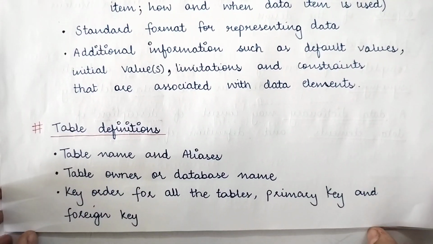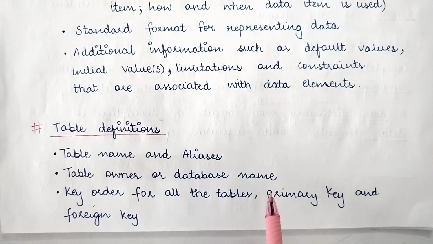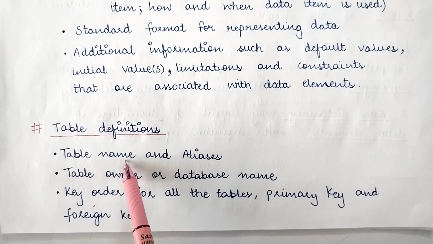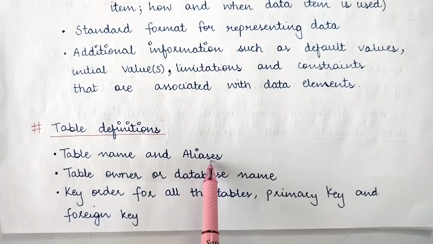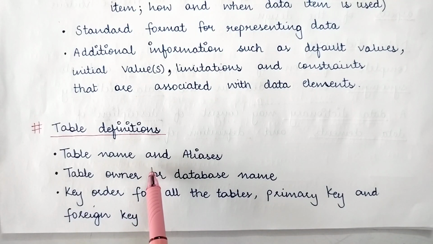Now, when you give the data table definitions in a data dictionary, what all things do you define? You define the table name and aliases. Now, all those data elements or data items are stored in their relevant tables. For example, the details about faculties would be stored in the faculty table, the details about the students would be stored in the student table. So, that means you will have to give relevant table names also, and aliases also if you are giving any. Then, who are the table owners, or what is the database name in which those tables are stored, are given in the table definition.